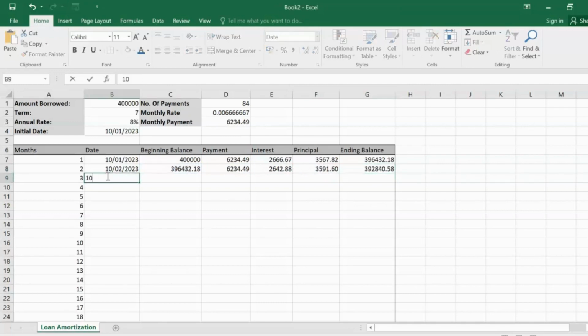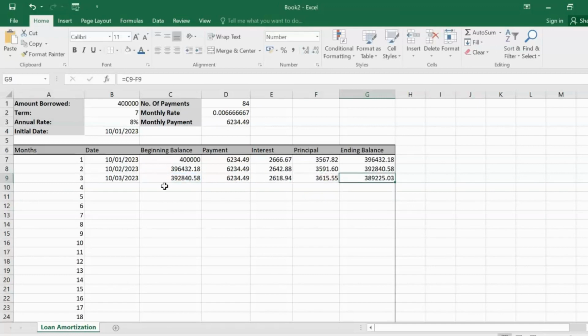So let me do this for the next 1 month. Then we automate our schedule. The beginning balance again is this balance. The payment is this payment. The interest is going to be this multiplied by our monthly interest rate. Enter. The principal is the payment amount minus the interest amount. Enter. And the ending balance is the beginning balance minus the principal deducted amount.